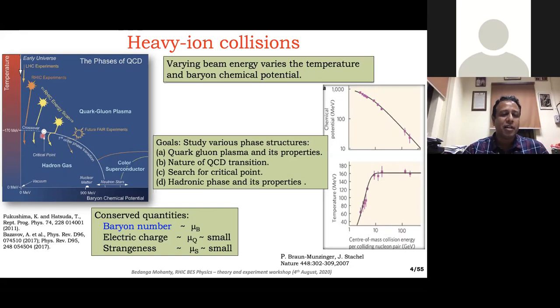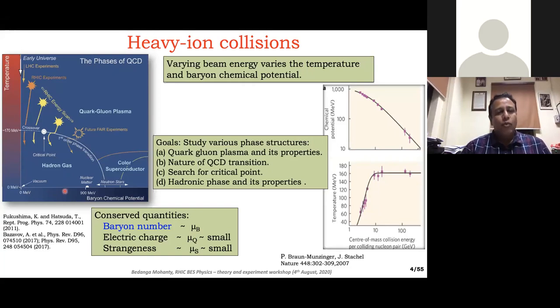Now, in strong interaction, there are 3 conserved quantities: baryon number, charge, and strangeness. It's the baryon number which we are able to vary appreciably through heavy ion collisions, and hence we come across this 2-dimensional familiar phase diagram which can be experimentally accessed.